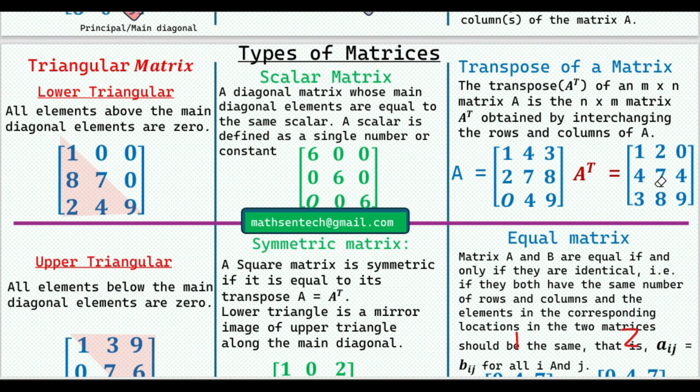So all this is just simply to say what? When you interchange, you make the columns become rows or the rows become columns. That is now what we call the transpose of a matrix.